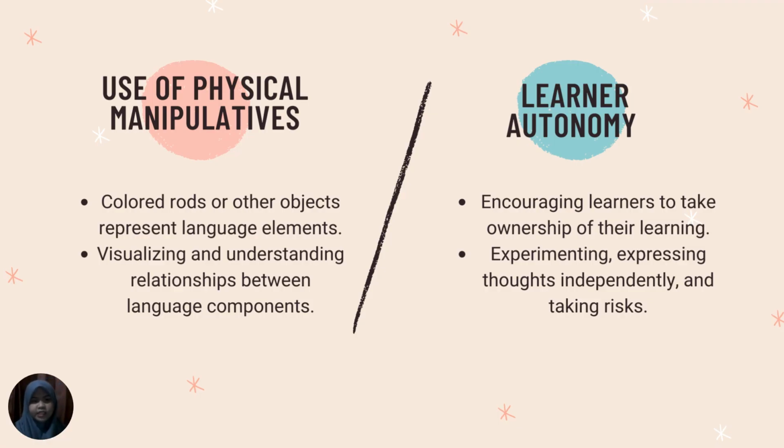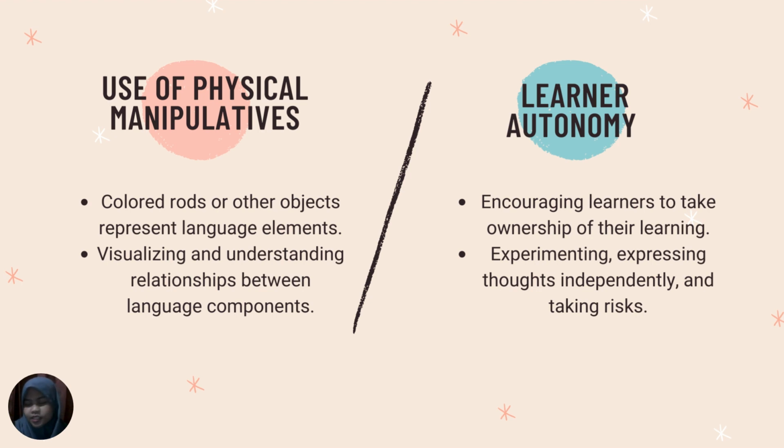The first way is the use of physical manipulatives. We have color rods or other objects that represent language elements and help in visualizing and understanding the relationship between language components. To support the silent way, physical manipulatives such as color rods and other objects represent language elements such as sounds, words, and grammatical structures. They aid in visualizing and understanding the relationship between language components.